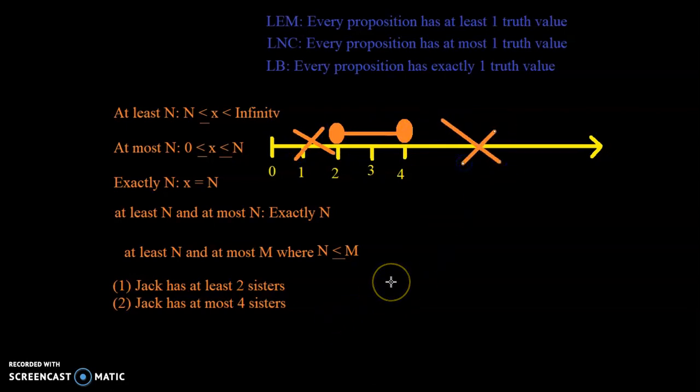So, law of bivalence, at least, at most, exactly. The law of bivalence bifurcates propositions into the true ones and the false ones, okay? And you might not know for a given proposition which category it falls in, but you've got these 2 classes of propositions, the true ones and the false ones.